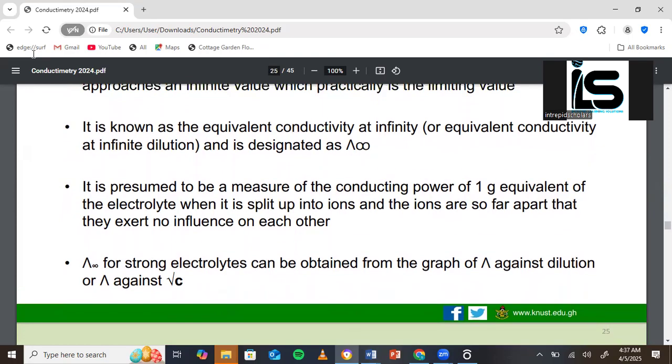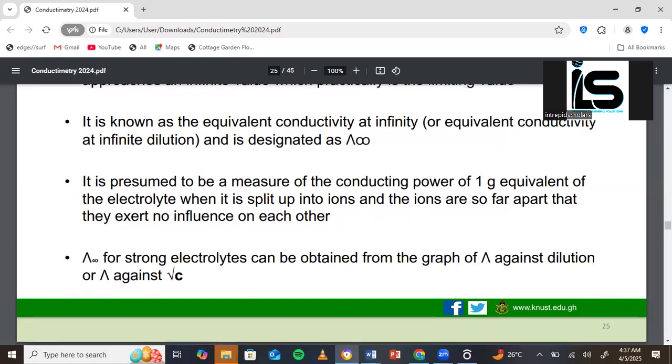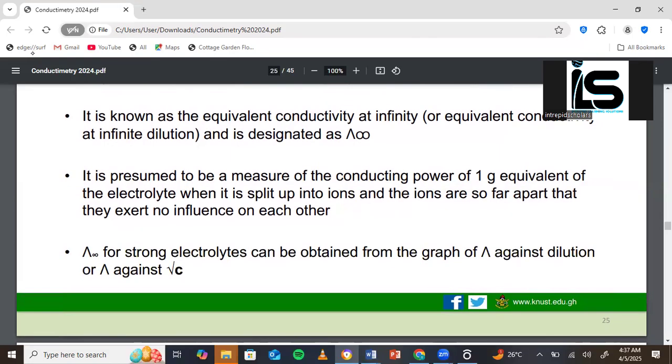It is known as the equivalent conductivity at infinity. It is presumed to be a measure of the conducting power of 1 gram equivalent of the electrolyte when it is split up into ions, and the ions are so far apart that there is no influence. Let me explain whatever I've read here, if it's too much English.